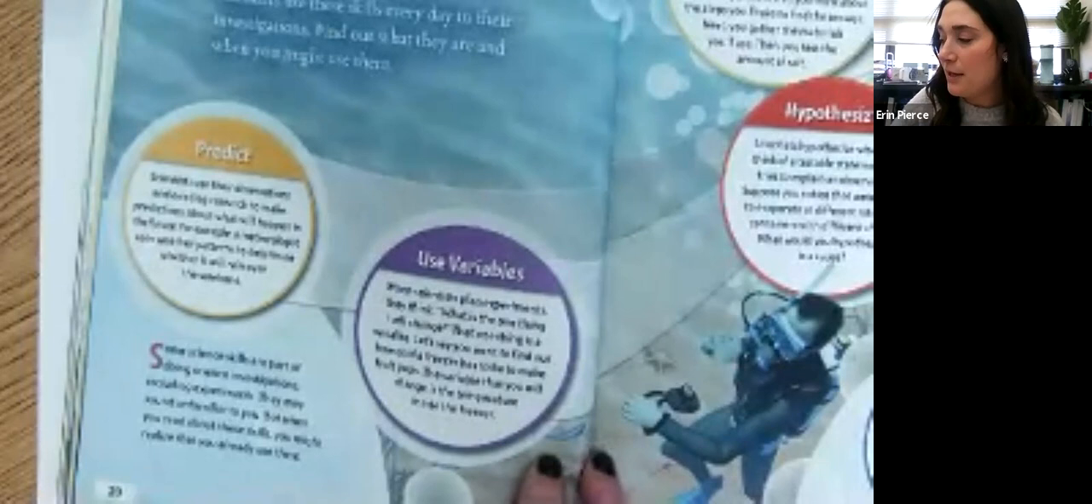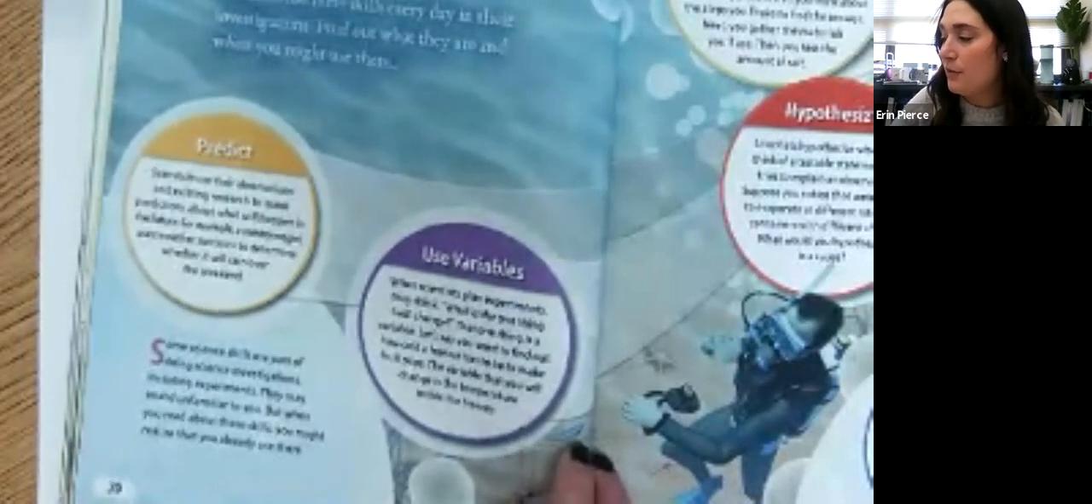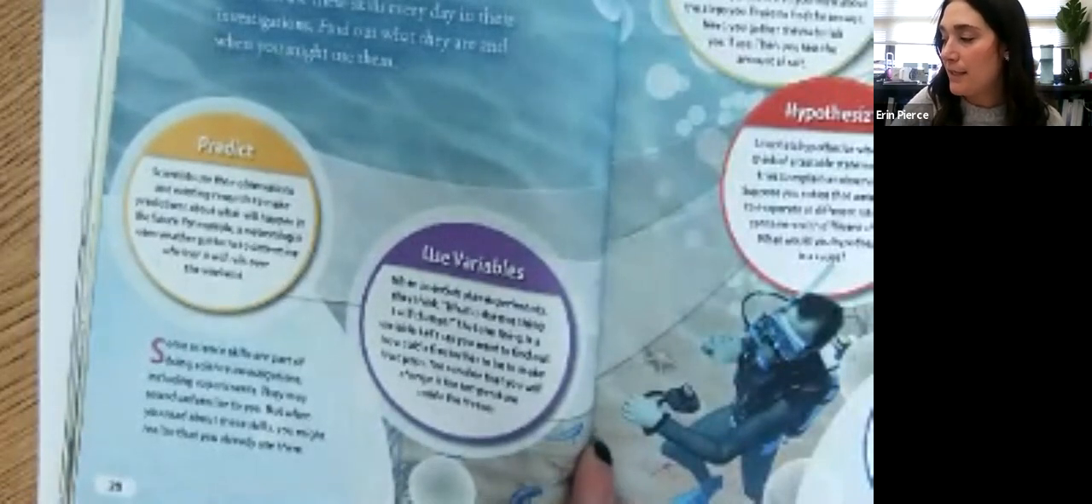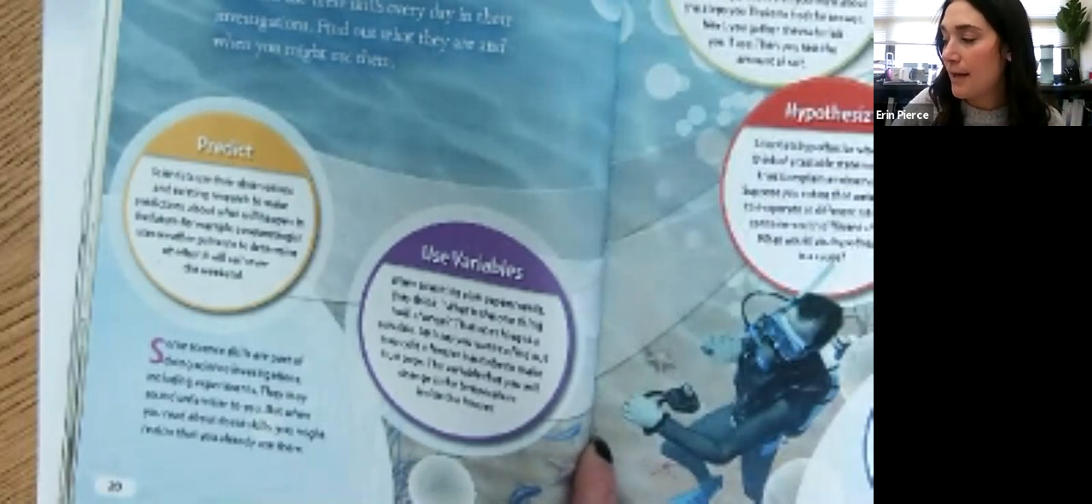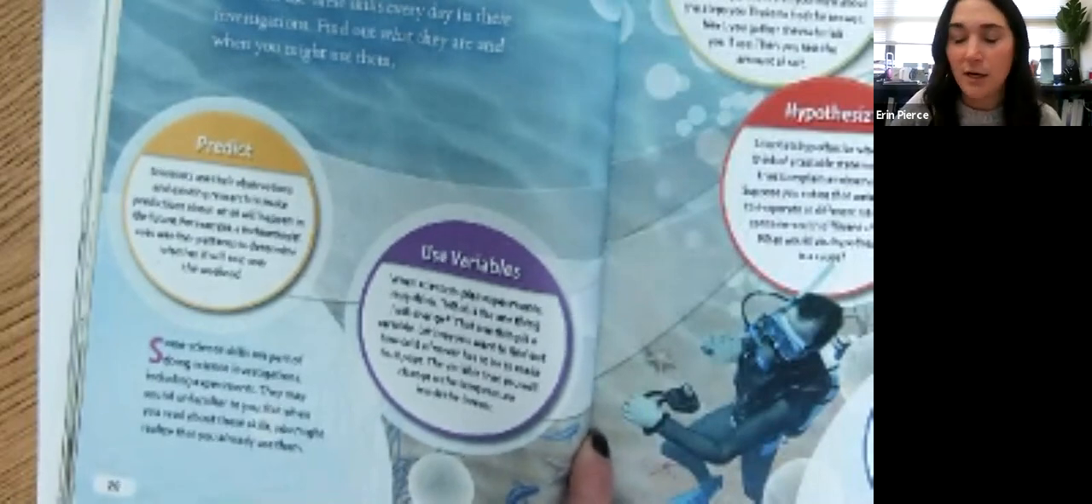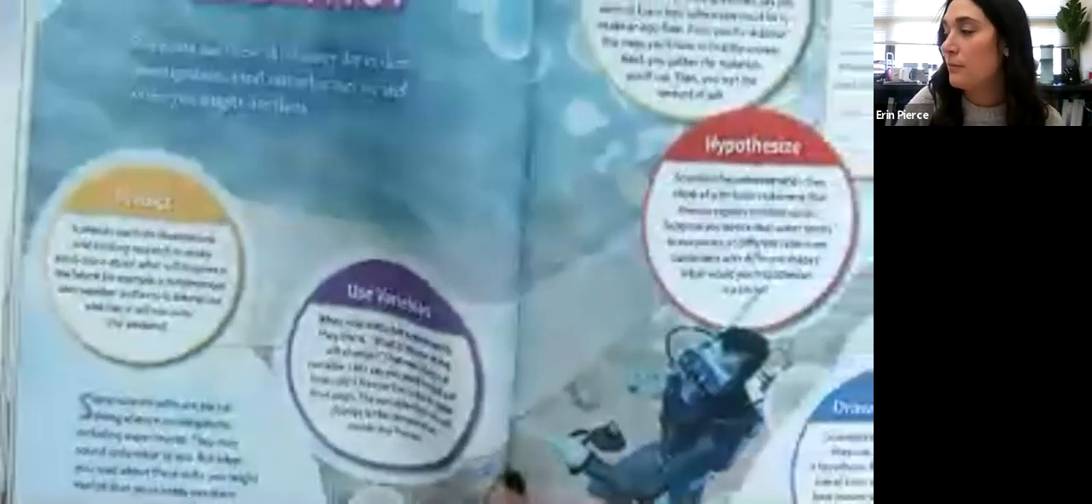They use variables. When scientists plan experiments, they think, what is the one thing that I will change? That one thing is a variable. Let's say you want to find out how cold a freezer has to be to make fruit pops. The variable that you will change is the temperature inside of the freezer.